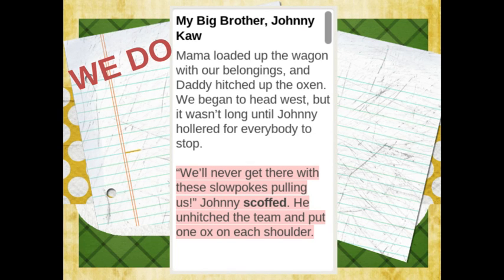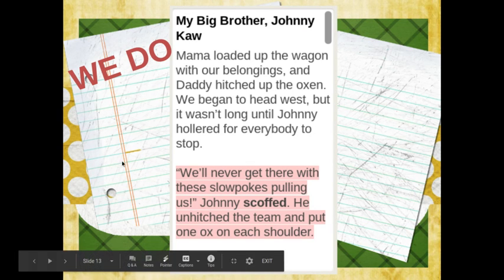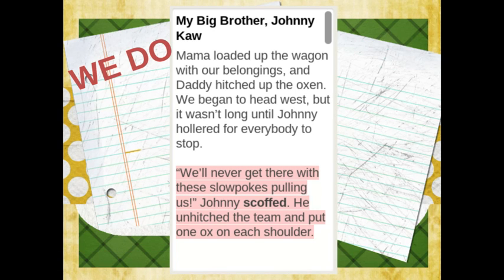The next excerpt we're going to look at is on your screen now, highlighted in pink. The text says, "We'll never get there with these slowpokes pulling us," Johnny scoffed. He unhitched the team and put one ox on each shoulder. So now before I write in my book, I need to think, what's happening here? Like, what's the problem? And then what's the effect of that?